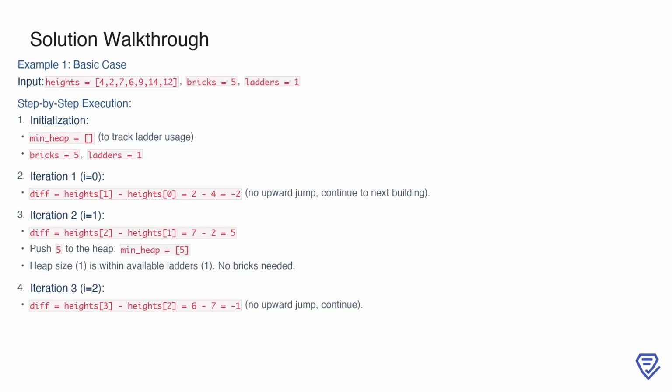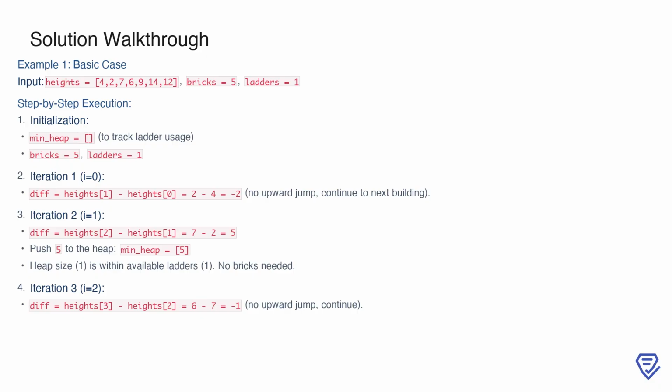Here, we start with the basic example where the input heights are 4, 2, 7, 6, 9, 14, 12, bricks are 5, and ladders are 1. First, we initialize a min-heap to keep track of the jumps where we use ladders, and we start with the given number of bricks and ladders. In the first iteration, at index 0, the difference between heights 1 and heights 0 is -2, meaning there's no upward jump, so we simply move to the next building.